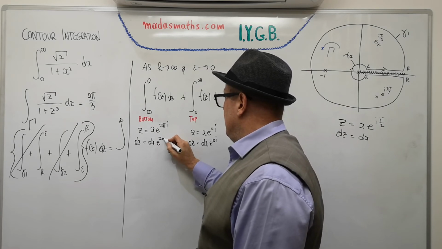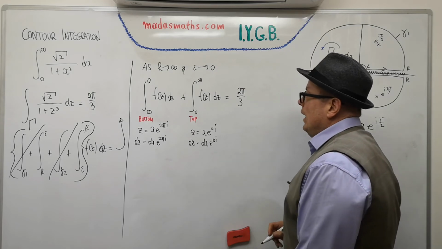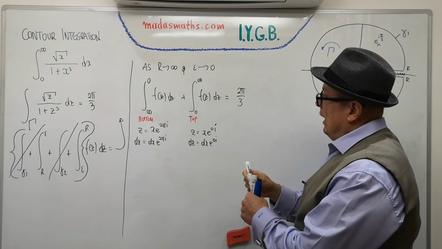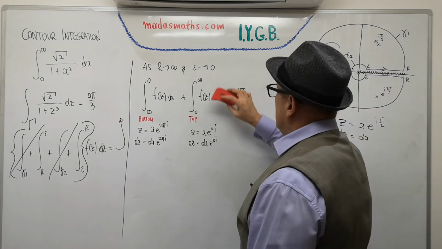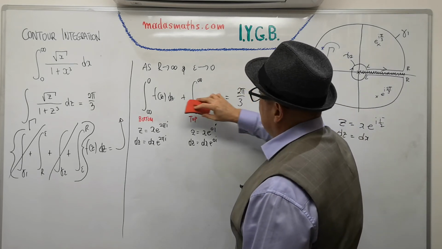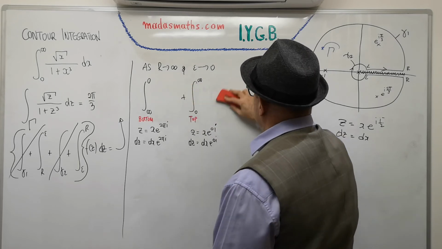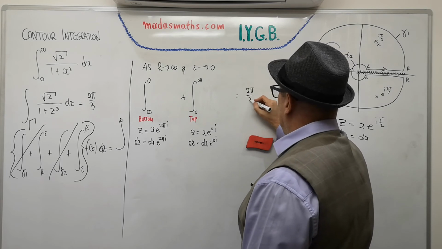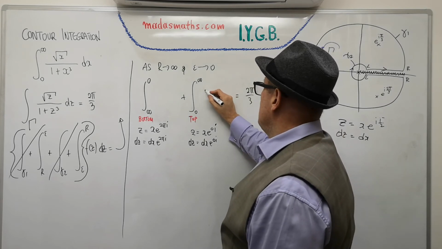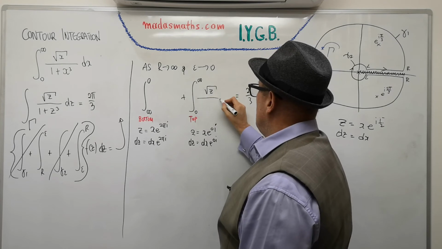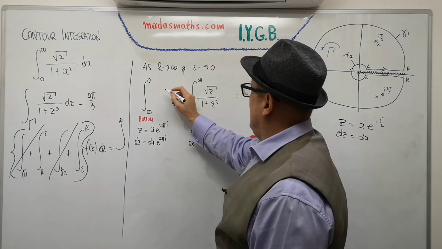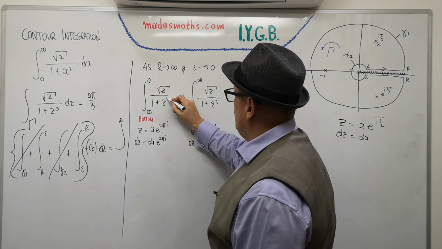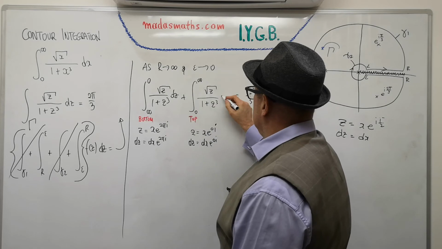dx, e to the 2 pi i. And let's put in our f of z in each of those, and let's see what happens. This is equal to 2 pi over 3. And this is now the square root of z over 1 plus z cubed, and the square root of z over 1 plus z cubed. This and this.